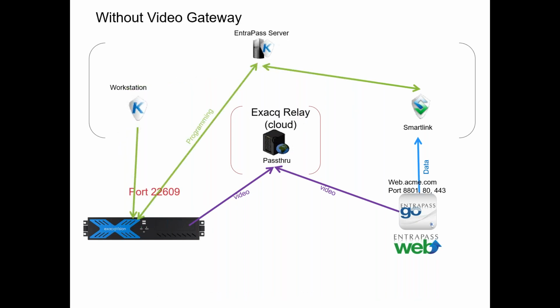Now, if you don't have an Exact Vision, you can still take advantage of the Exact Relay because the video gateway is mostly to offset huge amounts of data. But in this case, we do not need to open up any ports because the workstation will connect to it. So we need to open up one port, which is 22609, and then the workstation and the server will connect to it directly. But the video itself will not require any pass-through. This is a great typical example and benefit for our customers.